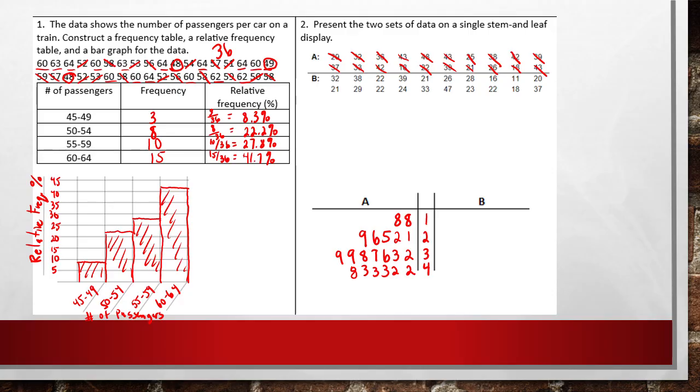Okay, so then let's go to B. So again, we're going to do the same thing. Go through and look for anything that starts with a 1. So I do have an 11 there. So that's my lowest one. And then if I keep looking, I have a 16 and an 18. So I need a 6 and an 8.